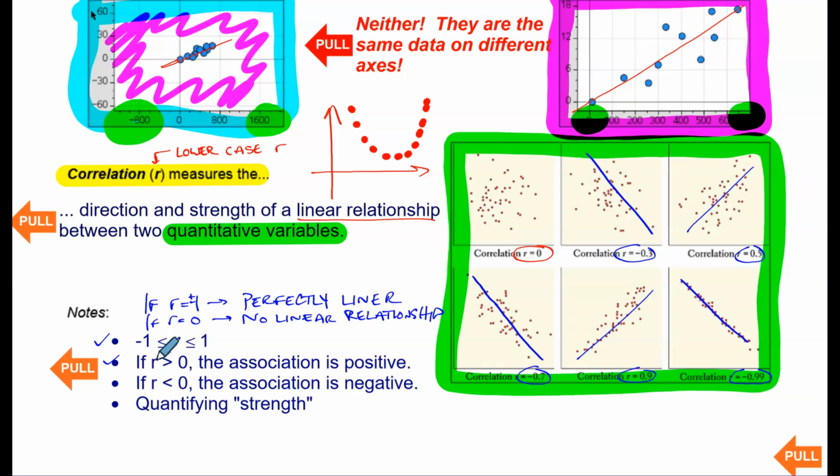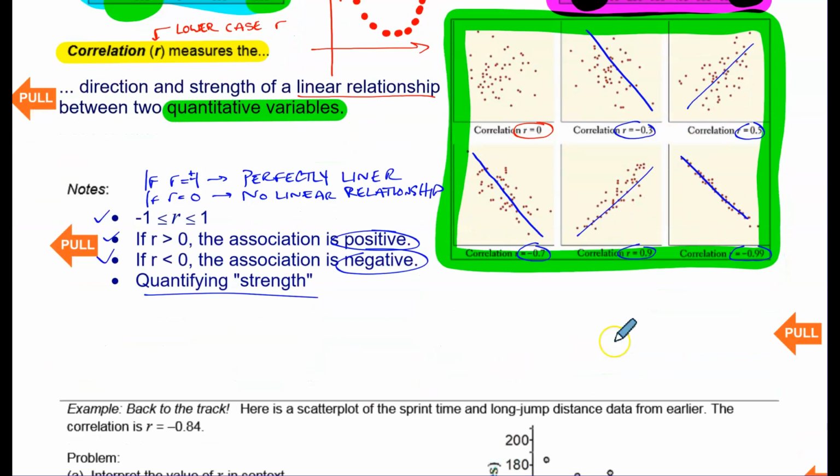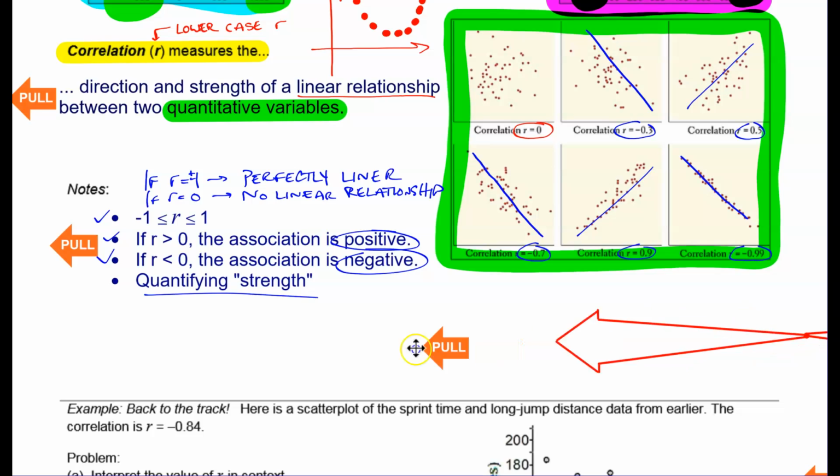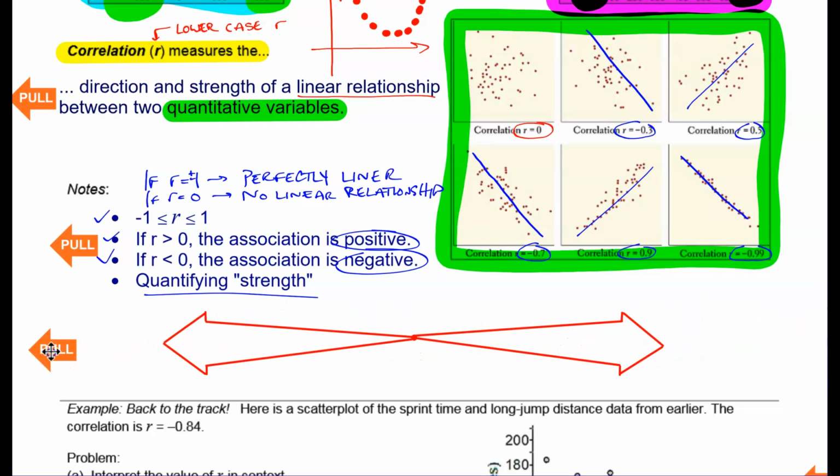If R is greater than 0, the association is positive. If it's less than 0, the association is negative. And what R does for us is it quantifies strength. And I'd like to give you a picture of how it quantifies strength. This is an image that I've used the last couple of years to talk about correlation on a scale.